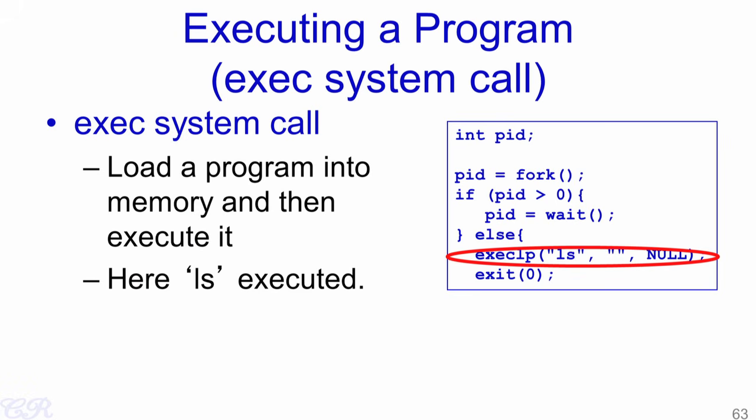We will now look at the internals of the exec system call. Recollect that the exec system call would load a program into memory and then execute it. In this particular code listing, the parent process would invoke the fork system call, which would result in a child process being created. The child process in this example would execute the exec system call, and as a result it would cause a new program to be executed in the system. In this example, the new program is the ls program, which lists all the files in the current directory.